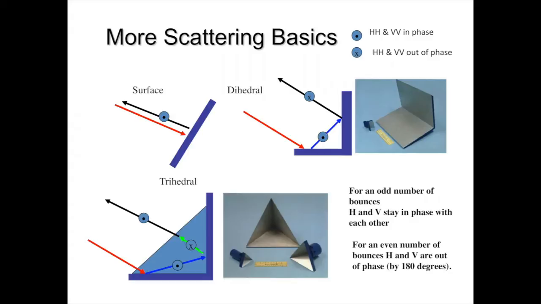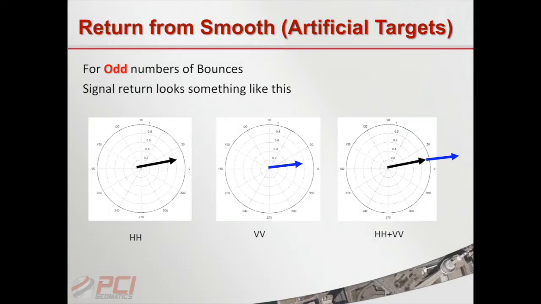Okay, we talked about it being a coherent target before. So here you hit the surface and HH and VV are in phase. If I do 2 bounces, it comes down here. Here's the first bounce, so they're still in phase. They come back, they're out of phase. If I have 3 bounces on this kind of structure, in phase, out of phase, and back into phase, okay? So the rule of thumb is if it bounces an odd number of times, the HH and VV are in phase. If it bounces an even number of times, they're out of phase, and it's basic physics.